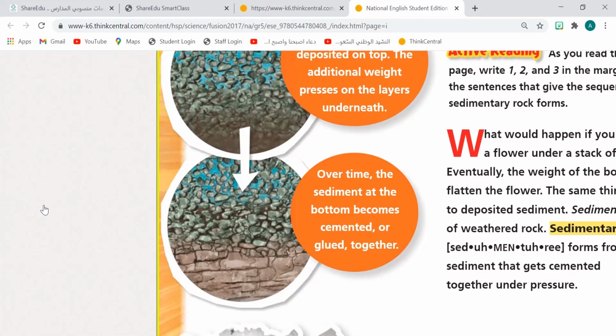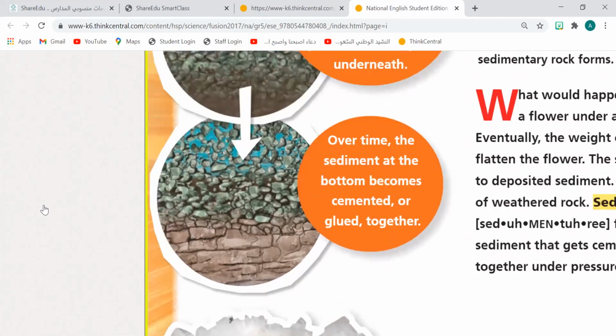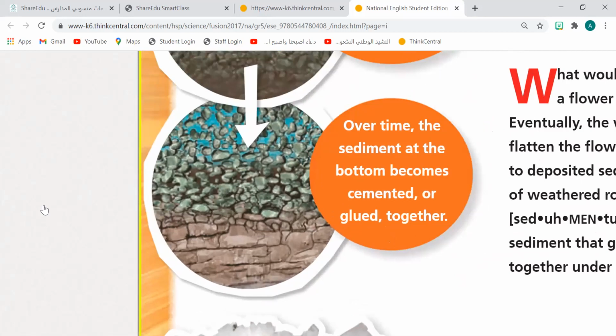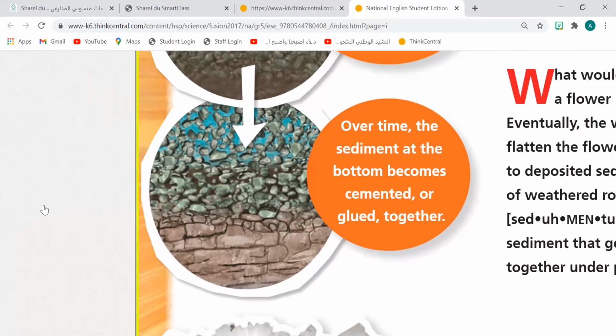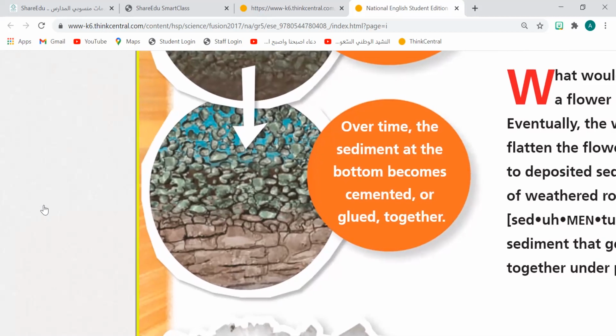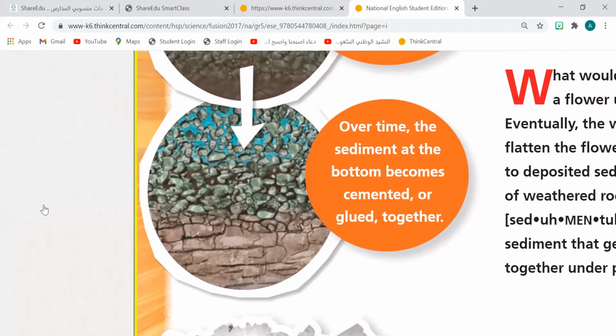Over time, the sediment at the bottom will become cemented. Look over here. They look glued together. They are very stuck together. By what? Because of the air between them and the pressure and the too much weight above. The more sedimentary rocks you put on top, the more you find at the bottom. So this is why we call it sedimentary rocks. They are cemented together.